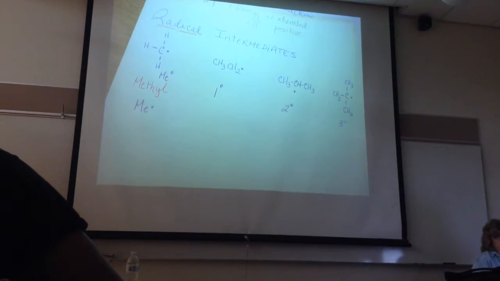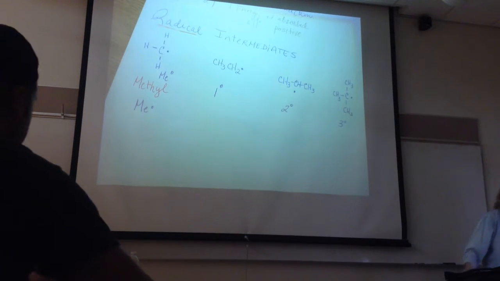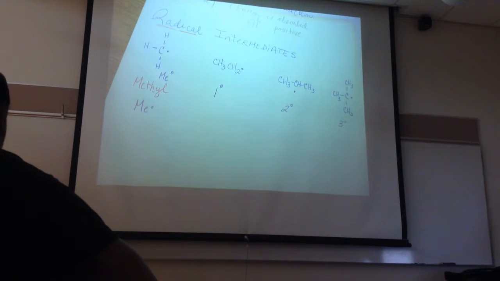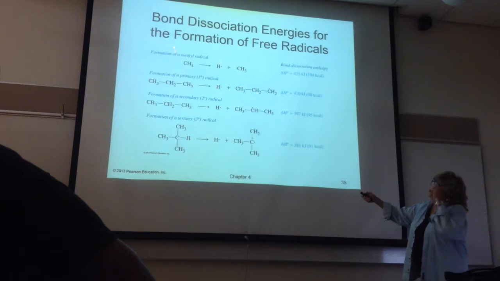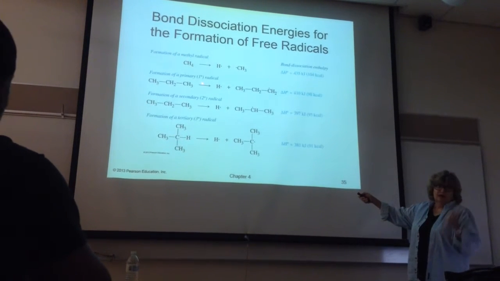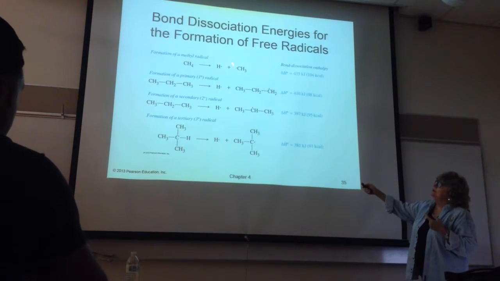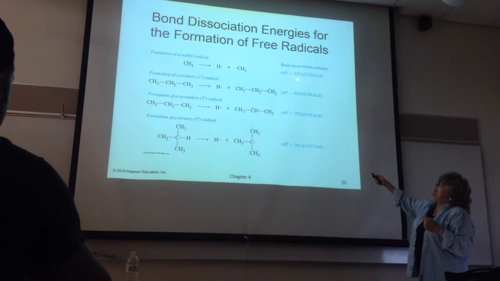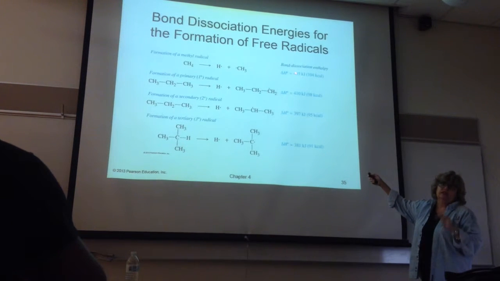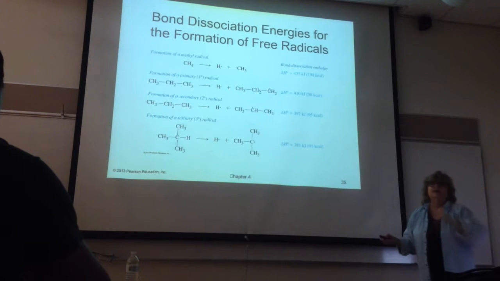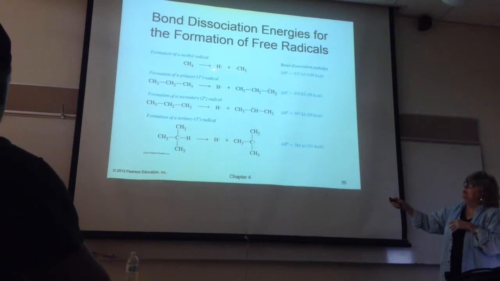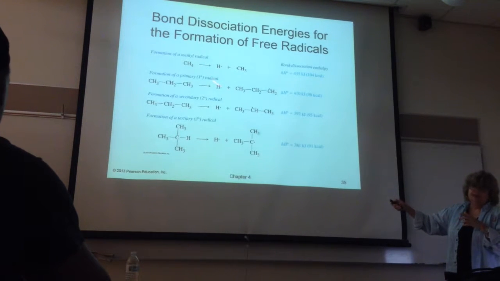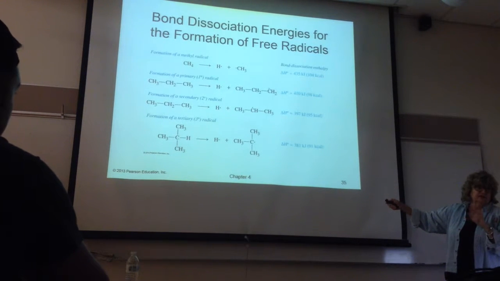Let's take a look at the table, and I hope people can see this well. I don't know if the blue is going to show up well. But when I start with methane, for me to break a hydrogen from methane to produce the methyl radical and hydrogen, it takes 435 kilojoules. That means you have to apply 435 kilojoules to break that carbon-hydrogen bond homolytically, and you generated the methyl radical.